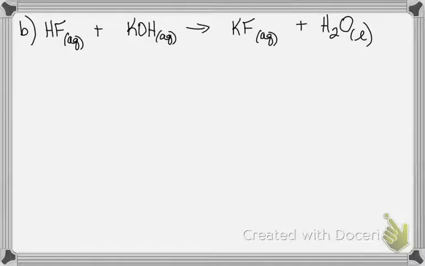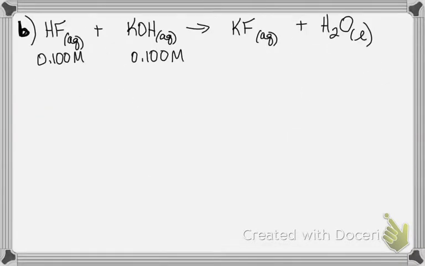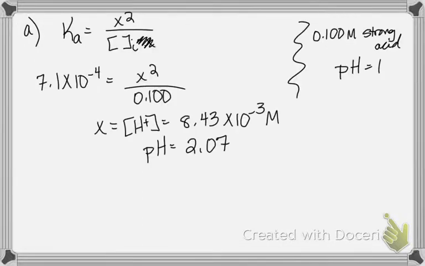And both the hydrofluoric acid and the potassium hydroxide are 0.1 molar. We're at part B. And in part B, and throughout the whole titration, y'all, we have 15 mils of HF. We always have 15 mils. That's not changing. What we're changing each time is the KOH. And for part B, we said we would do 12 mils of KOH.